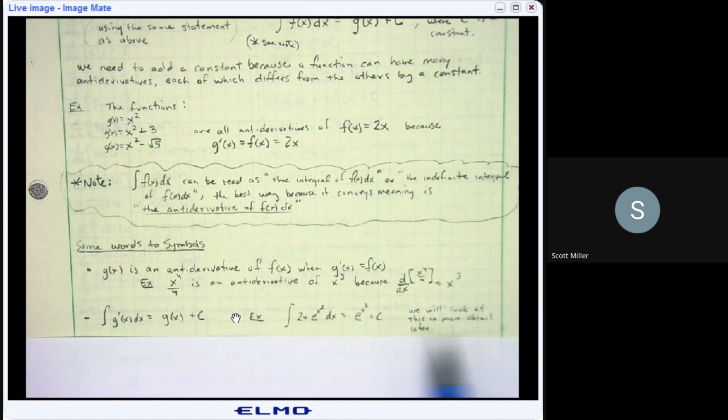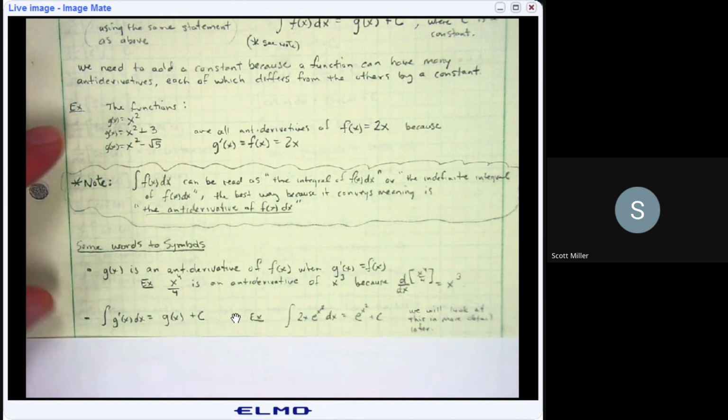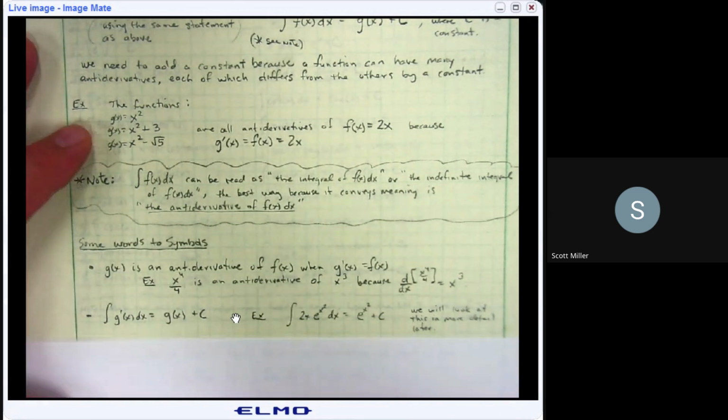So here's one that's a little bit more advanced. If I take the antiderivative of this, I'm going to get that. Or if I take the derivative of this, I'm going to get that. So think about it: the derivative of e raised to the x squared is e to the x squared times the derivative of the exponent, which is 2x, and then the derivative of the constant is 0. We're going to do problems like this a little bit later once we learn our rules in more detail.